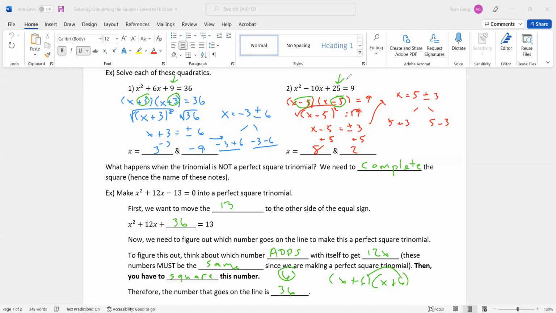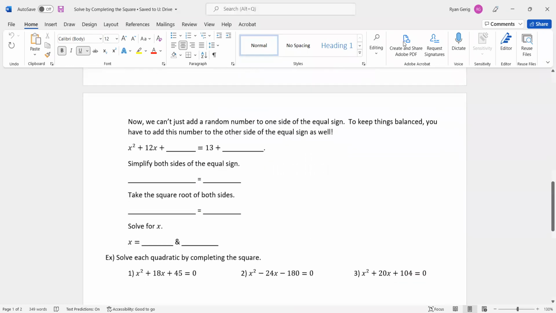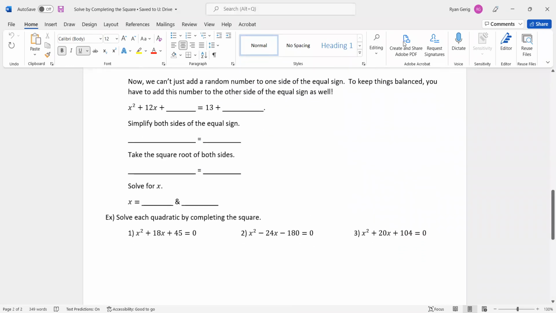Okay. We'll go ahead and delete that and move to the back page, but we're going to continue with that idea. So pick up where we left off there. Now we can't just add a random number to one side of the equal sign. So the number was 36 here, right? Can't just randomly add 36 to one side. To keep things balanced, you have to add that number to the other side of the equal sign as well. So 36 goes here as well.